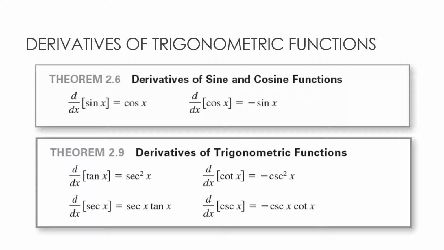Let's take a closer look at the derivatives of trig functions. Again, the first two you should already have memorized by now. I'm sure that you do. Derivative of sine is cosine. The derivative of cosine is negative sine.